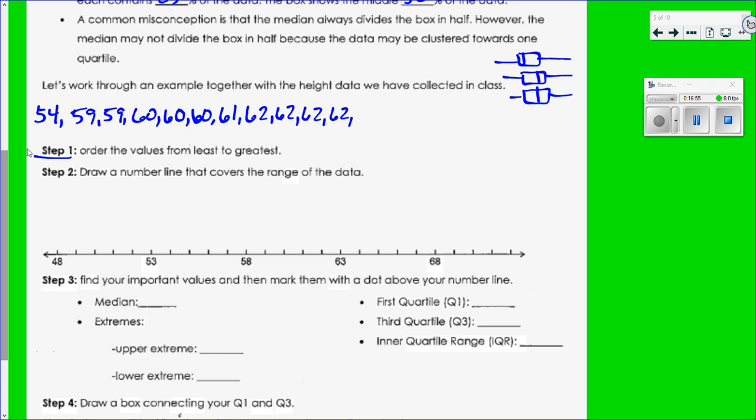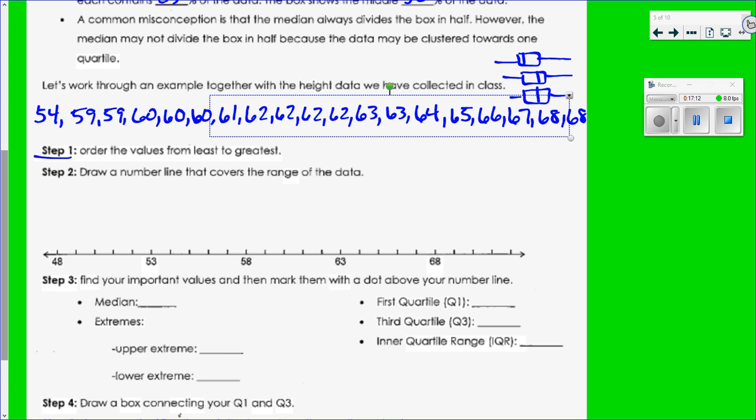We had two 63s. We had a 64, a 65, a 66, a 67, and two 68s. What do I always do once I've reordered my data? Count. Cannon, you should have known it's to count, not shrug your shoulders.